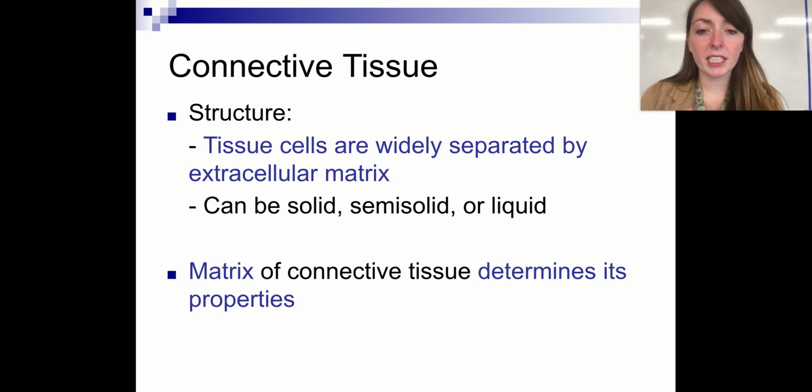When we're looking at connective tissue, it's a lot more unstructured, so the cells might not be as close together. The matrix just means there's other stuff, there's more filling. It can be solid, semi-solid, and there are some liquids. The matrix, or the filling, determines its properties.